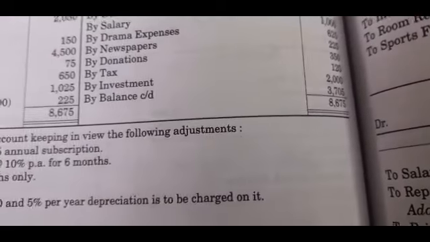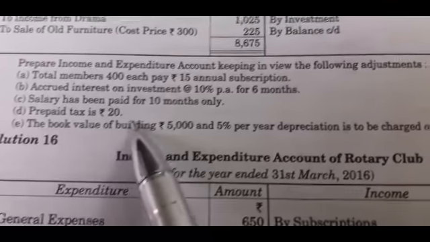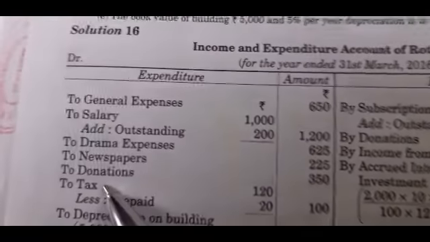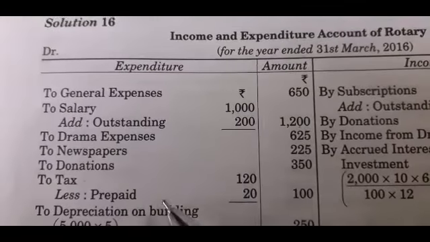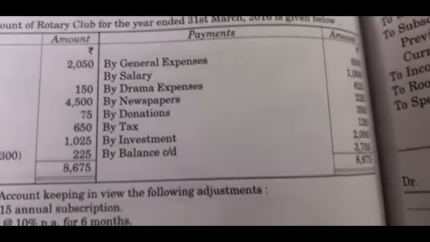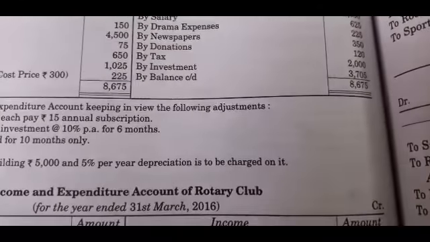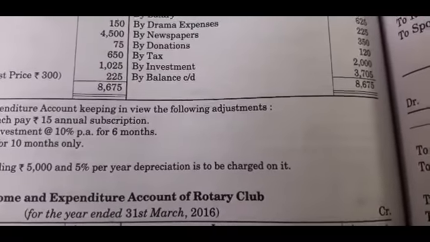By tax 120. Adjustment number D. Prepaid tax is rupees 20. So to tax 120 minus prepaid 20, total 100 rupees. Next is investment, a capital item, will not be taken to the income expenditure account.